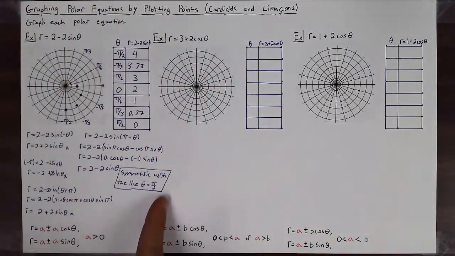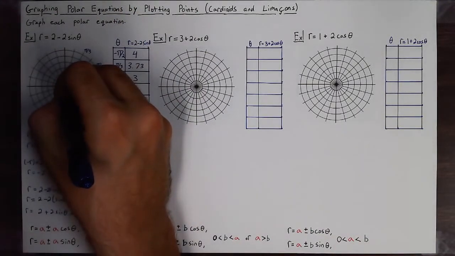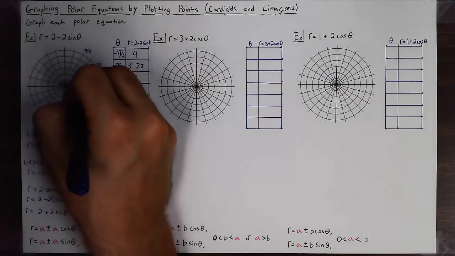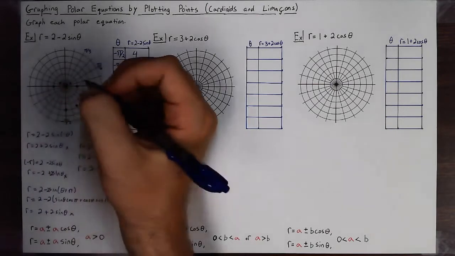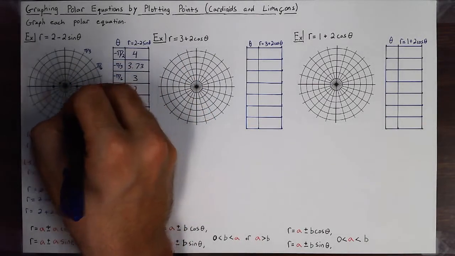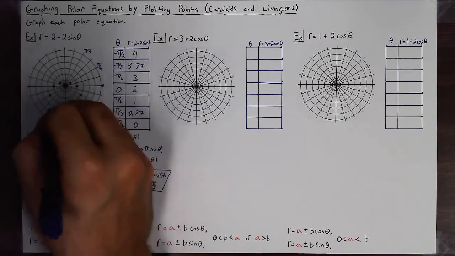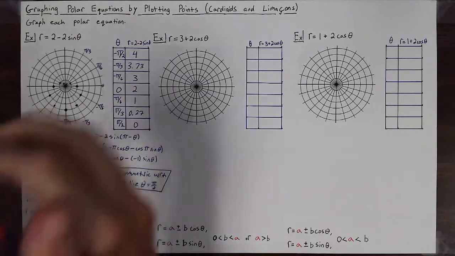Theta is equal to pi over 2. So I get another point here. This point reflects across over here. That point reflects across to here. This point reflects across to here. That point reflects across to here. And now we have all of our points and we can graph.